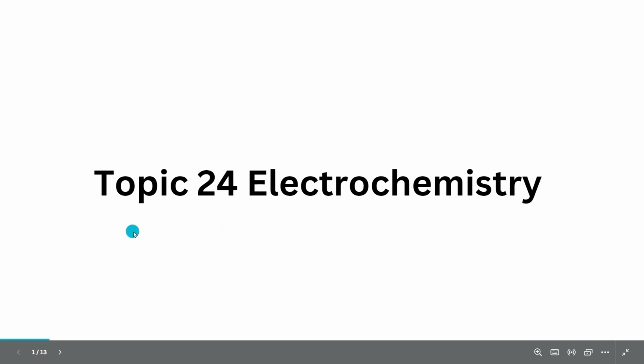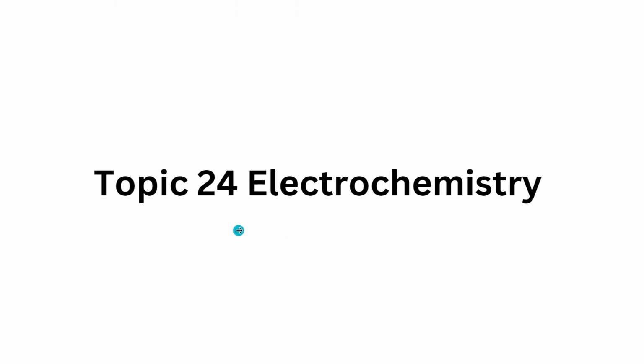This is topic 24, electrochemistry of A levels chemistry. Now, before going on with the topic, we need to have some concepts revised from the chapter redox reactions from AS level chemistry. If you remember from redox reactions, we learned about oxidation numbers, the rules of assigning oxidation numbers, oxidizing and reducing agents, what oxidation and reduction mean, and the ways through which oxidation and reduction can occur.